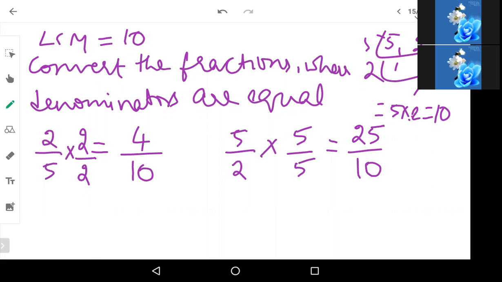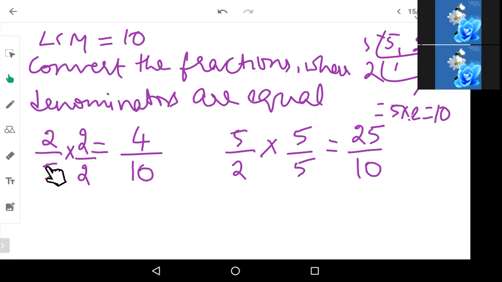Okay, now you can compare both the fractions easily because the denominator value is the same and you only have to compare the numerator values. Now if you see the numerator values, you have 4 and you have 25. So 25 is the bigger number and therefore the second ratio, 5 by 2 or 5 is to 2, is the greater ratio than 2 is to 5.